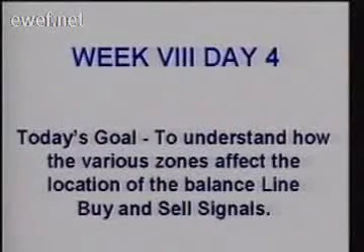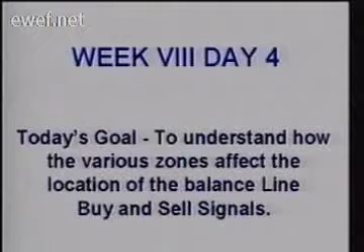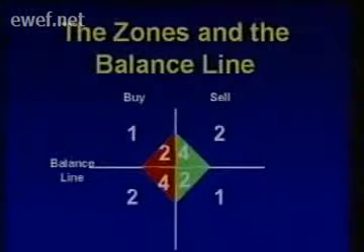Today's goal again in writing is to understand how the various zones affect the location of the balance line buys and sells signals. So we're going to add another factor which is going to make our trading much better. And let's review the balance line first. What we have here is the balance line on the horizontal, and we have the difference between the buys and the sells on the vertical. So on the left, this is buying above the balance line. Here we're buying below the balance line, selling above the balance line, selling below the balance line. And as we've gone over this week, to buy above the balance line, all it takes is a base plus 1.